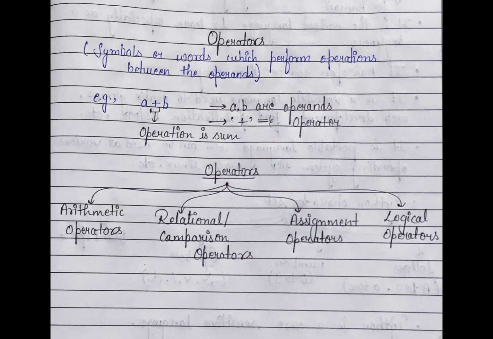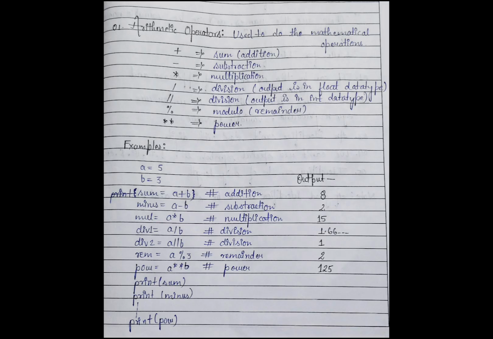Now, there are four types of operators. The first one is arithmetic operators, the second one is relational, or we can say comparison operators. The third one is assignment operators, and the fourth one is logical operators. We are going to discuss every operator line by line. So, the first one we are going to discuss is the arithmetic operators.